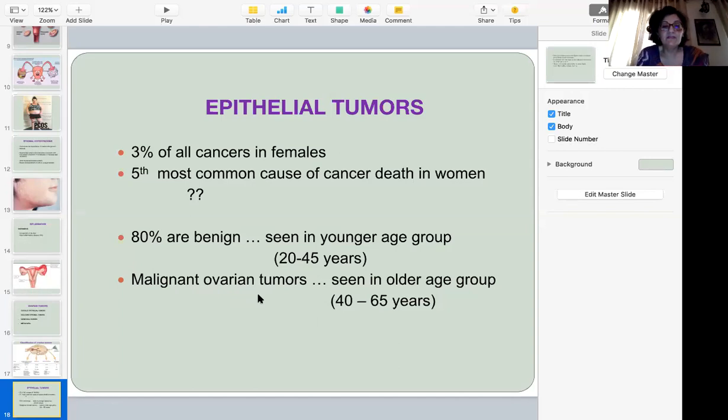Okay, so 80% of these are benign, and they're seen in the younger age group, and the malignant tumors are seen in the older age group, which is between 40 to 65 years of age.